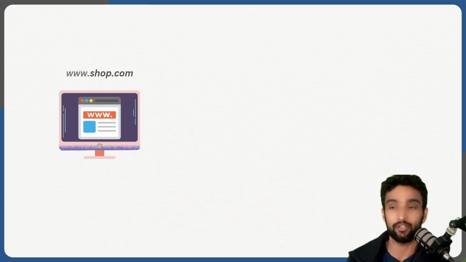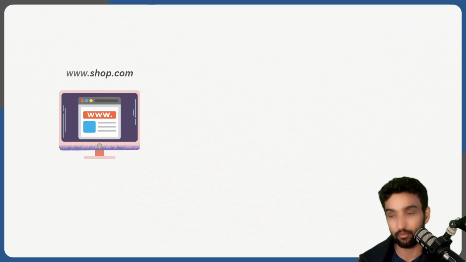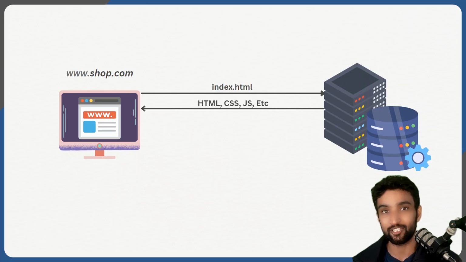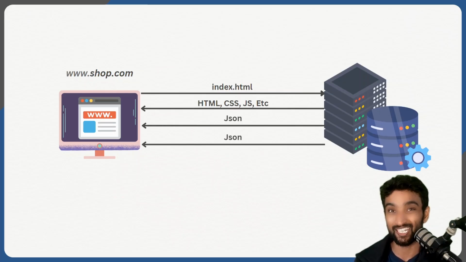So let's say that the user has visited shop.com. The moment the customer visits that site, the browser would send the request to the server requesting for index.html file. This time, the server would respond back with all the HTML, CSS, and JavaScript files that you ever need. And for all the subsequent requests, it's only going to respond back with just the data in the JSON format.